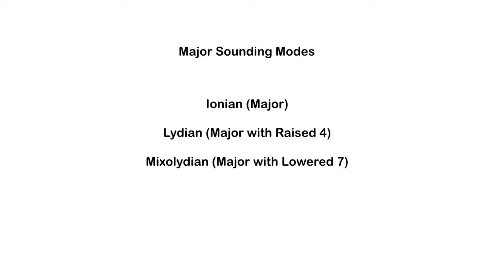So with that information, we can figure out how to spell the key signature for any mode and how to spell all the pitches in any mode, as long as we know which modes are based off of major scales and which ones are based off of minor scales. So just to review, it's a good thing to memorize this. The major sounding modes are the Ionian, which is just a major scale, the Lydian, which is a major scale with a raised 4th scale degree, and the Mixolydian, which is a major scale with a lowered 7th scale degree.